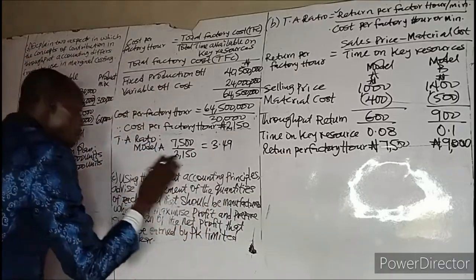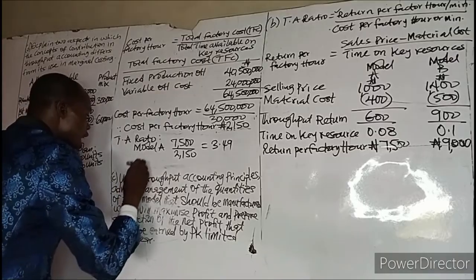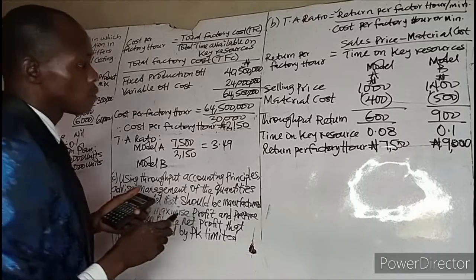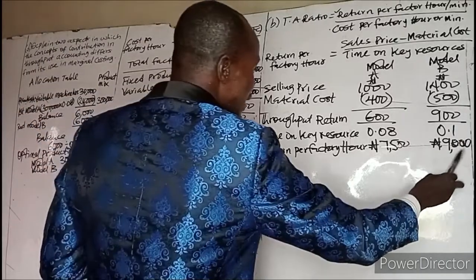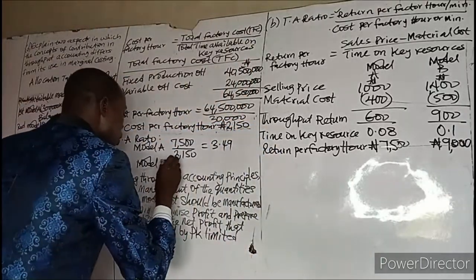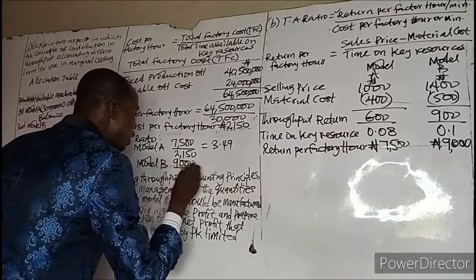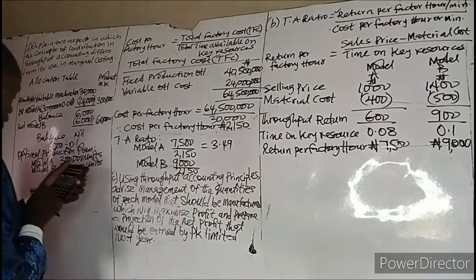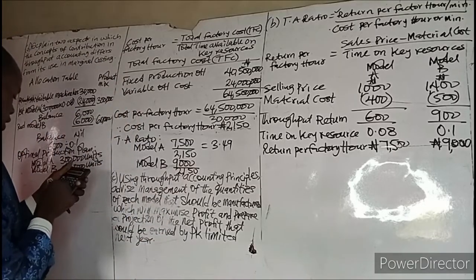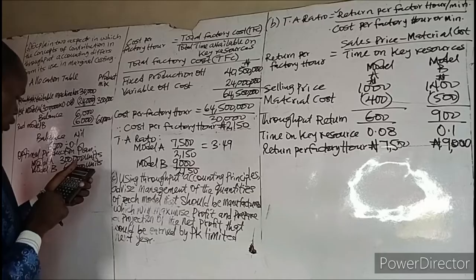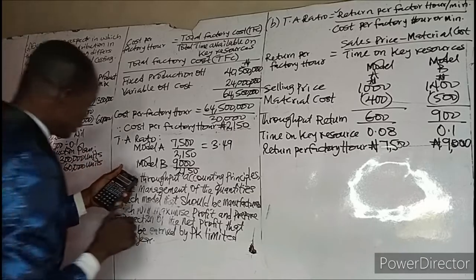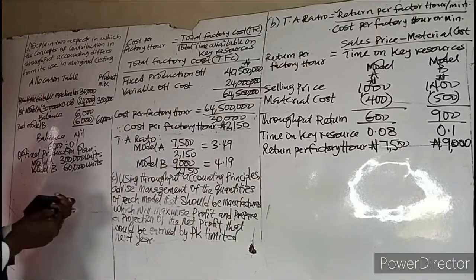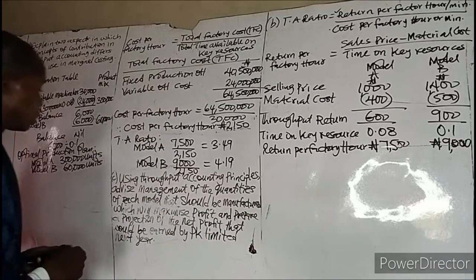Model B. Return per factory hour, that is 9,000 over cost per factory hour, 2,150. 9,000 divided by 2,150. So we have 4.19. That is the throughput accounting ratio.